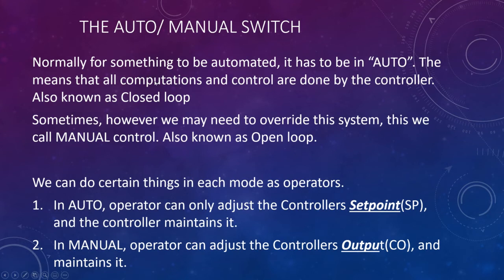So normally for something to be automated, it has to be in auto. That means that the computer is doing all the math and control, and we call that closed loop, basically. Sometimes, however, we may need to override that system. This we call manual control or open loop, and this is generally the way startups happen. You usually start up in manual, and then you turn the knob over to automatic, and then the plant just runs.